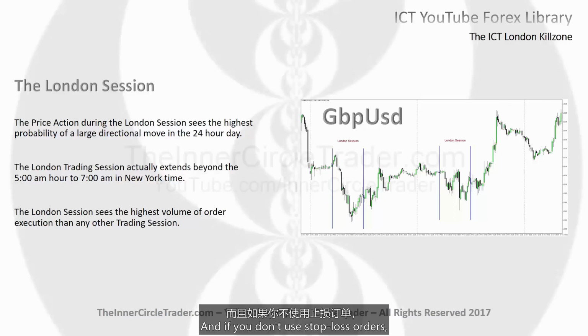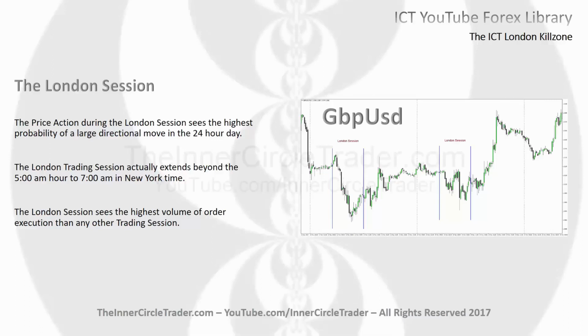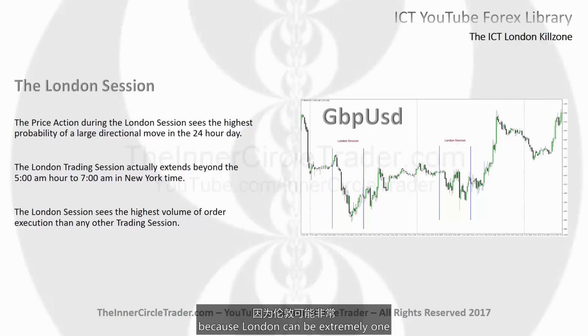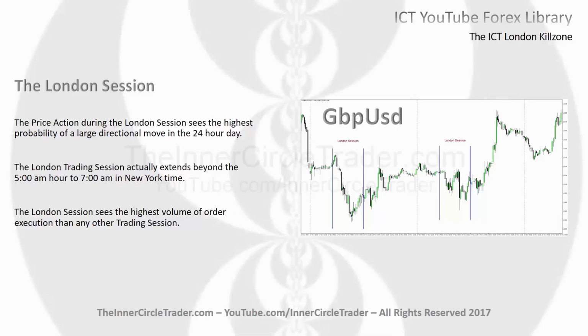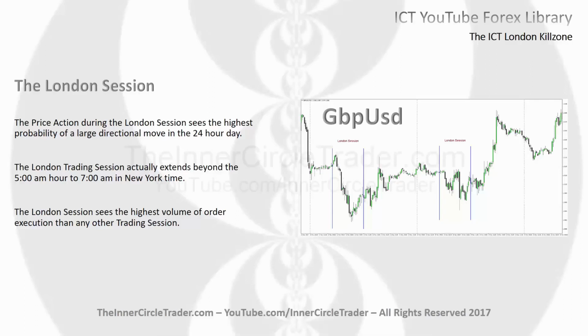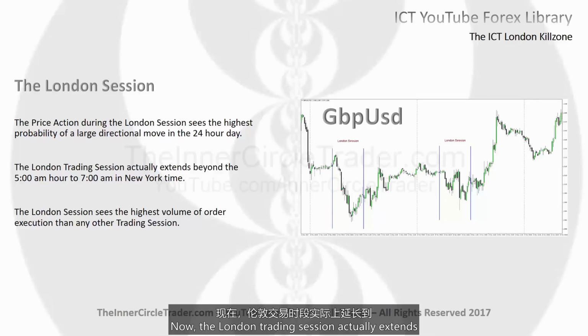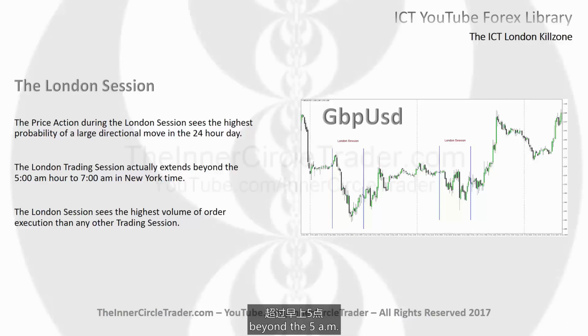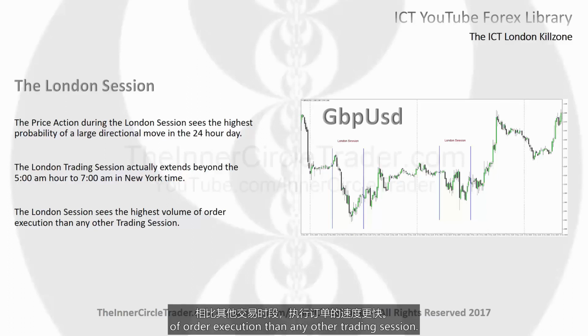And if you don't use stop loss orders, that session is going to treat you very cruelly in the form of taking money from you, because London can be extremely one-sided, and once it takes off, it's pretty relentless. It doesn't really give you a chance to get off the hook. Now, the London trading session actually extends beyond the 5 a.m. hour to 7 a.m. New York time. The London session sees the highest volume of order execution than any other trading session.